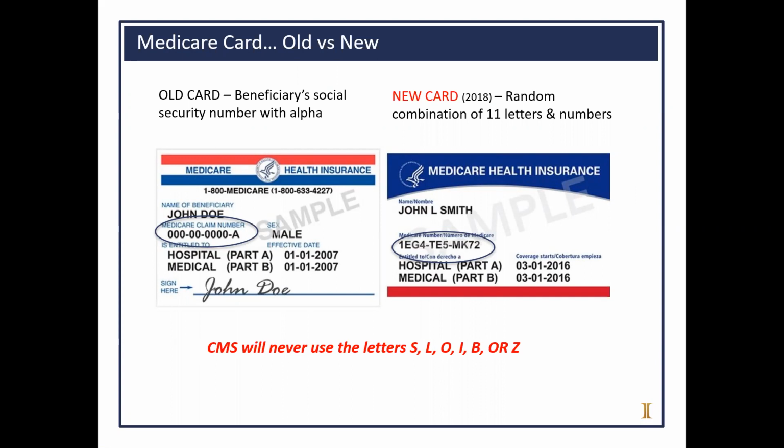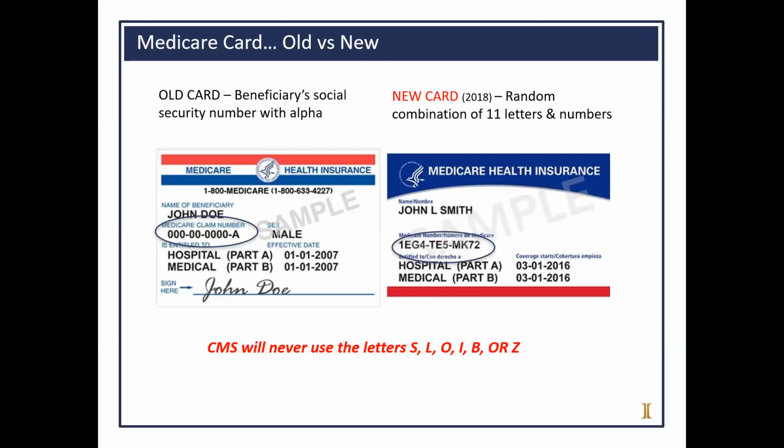So here's a copy of the old Medicare card that beneficiaries would receive once they enrolled into Part A or Part B. The old card was the member's Social Security number with an alpha number at the end, and each of those alpha letters stood for something. And there was a whole chart that laid all that out, but due to security and privacy and keeping the client's information secure, instead of throwing their Social Security number out there as the claim number, they have updated it to a combination of 11 letters and numbers, and they are just randomly selected.